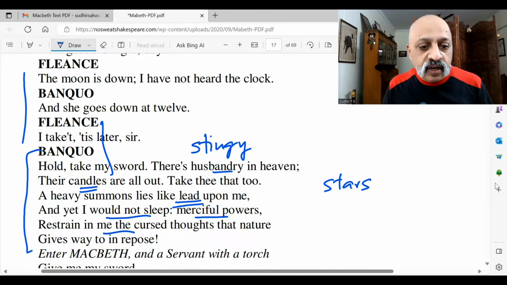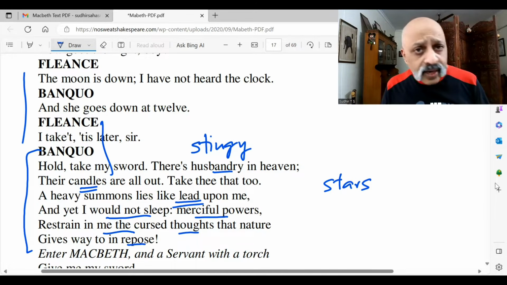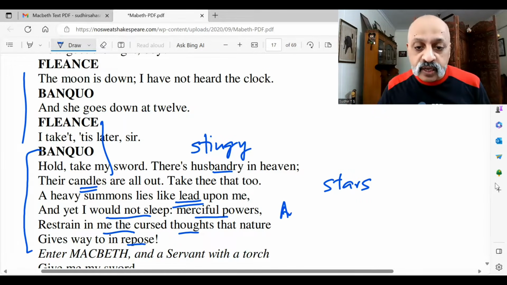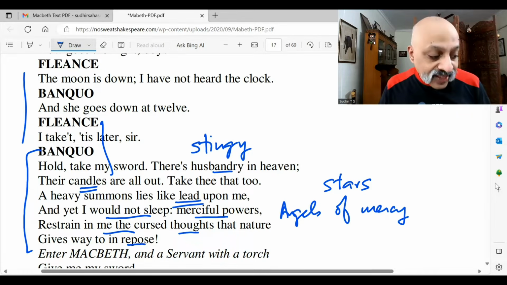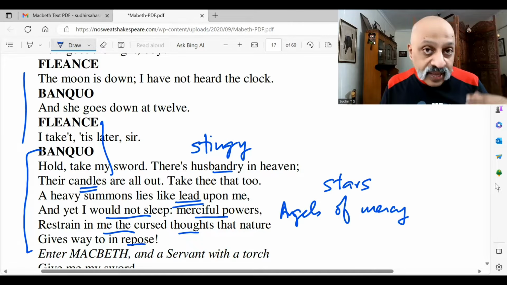Merciful powers restrain in me the cursed thoughts that nature gives into repose. So he says that लेकिन मुझे सोना नहीं है, क्योंकि जो merciful powers यानी कि the angels of mercy, what do? They are preventing me. They are keeping away the evil thoughts that torment me when I rest. यानी कि the angels of mercy, they restrain in me the cursed thoughts that nature gives into repose. So what is repose का मतलब? आराम, rest.